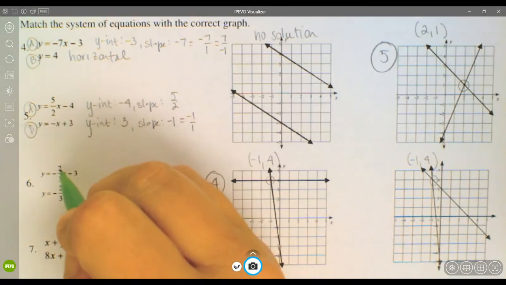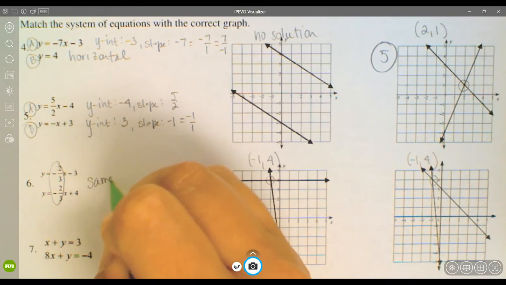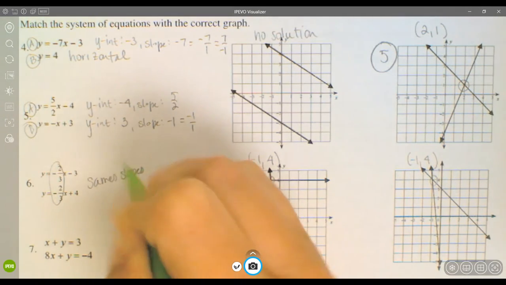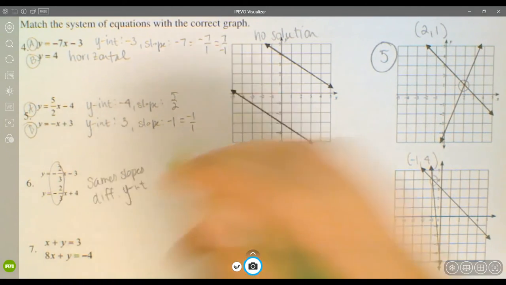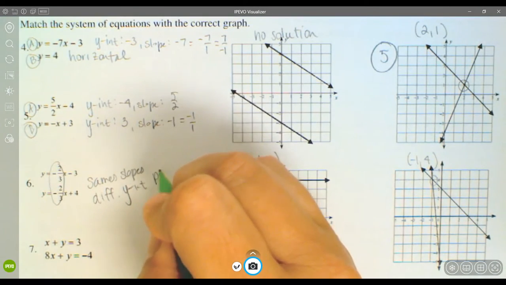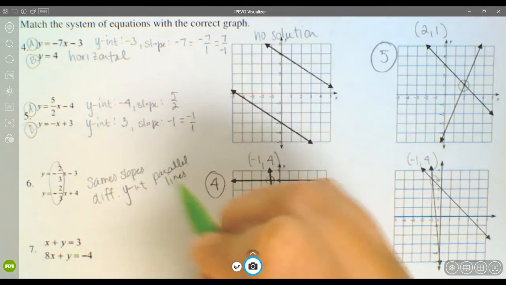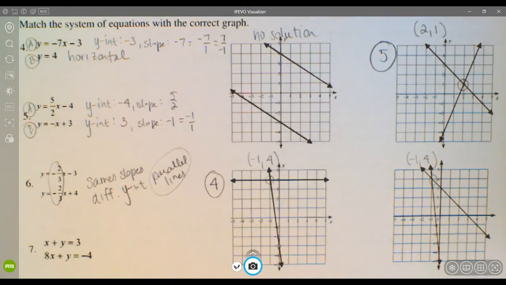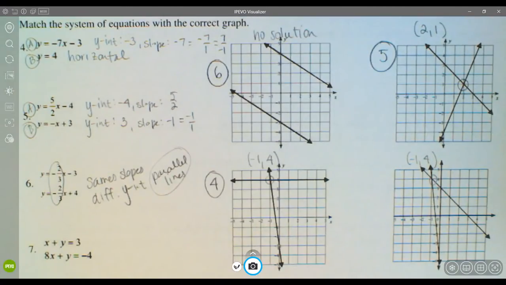Number 6, what do you notice? Same slopes, different y-intercepts. That means these lines are parallel. That's what they lead to. They lead to parallel lines. Which graph has parallel lines? Number 6. And then I can check it.